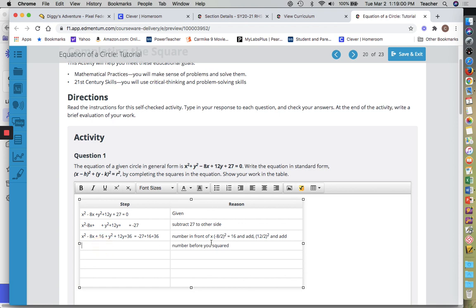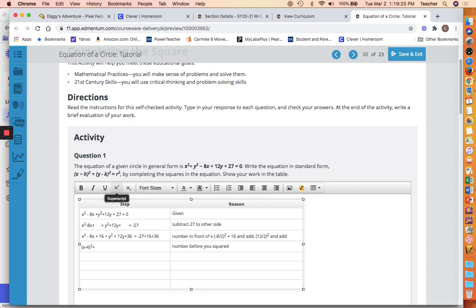Now, the number before I squared is what goes in the second set of parentheses. That's my h and my k. So you're going to open up your parentheses, x. All right, so what's negative 8 divided by 2? Well, that's a negative 4, so it's going to be x minus 4 squared. That's going to be your h.